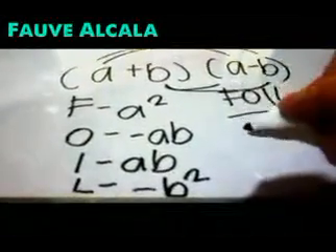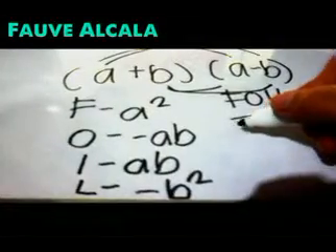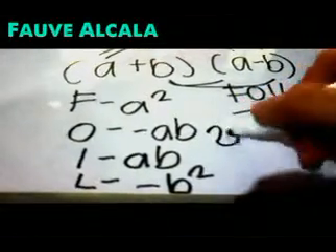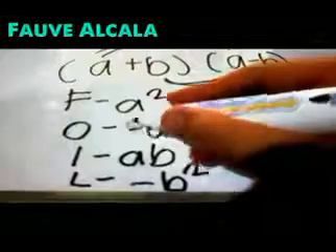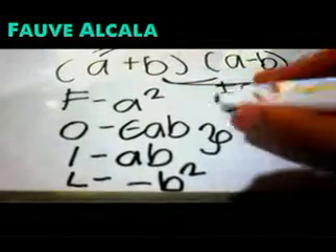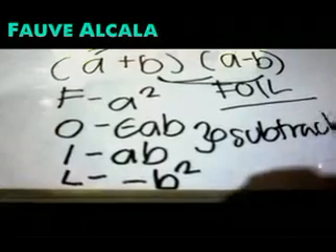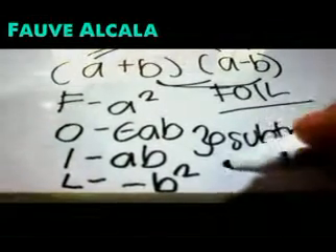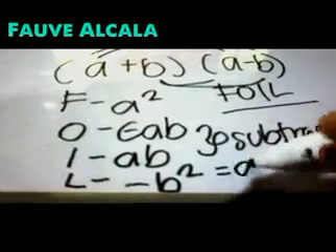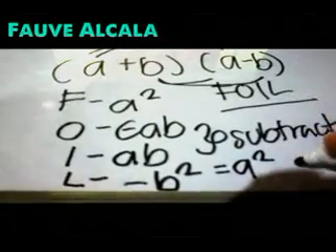We need to combine like terms. Since they have different signs, we need to subtract. Our final answer would be a squared minus b squared.